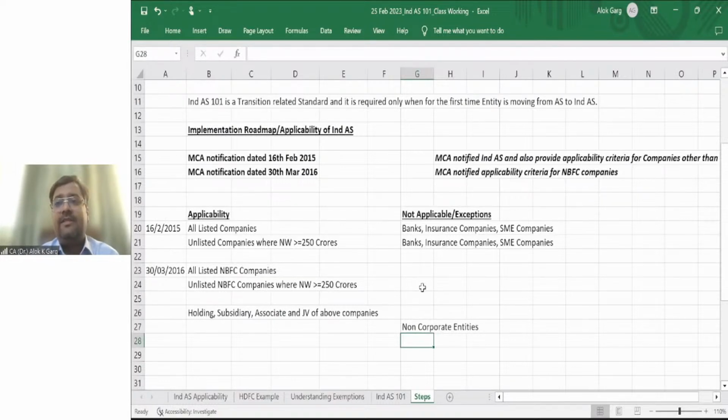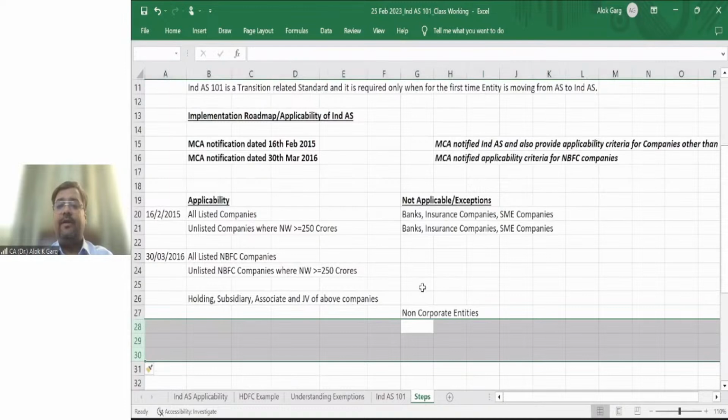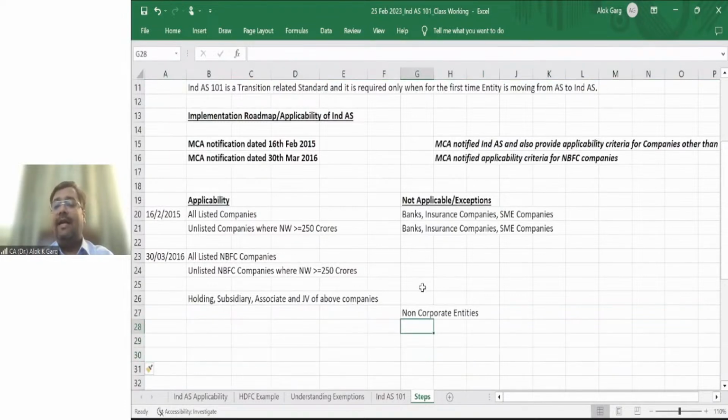Then you need to understand that on non-corporate entities, Ind AS is not applicable, right? An entity cannot apply Ind AS on proprietorship, partnership, LLP, Hindu undivided family, association of persons, body of individuals. On these entities, Ind AS cannot be applied, right? Ind AS is not applicable to non-corporate entities. What else? Bank, insurance companies, SME companies we have discussed. So Ind AS is not applicable to overseas entities.